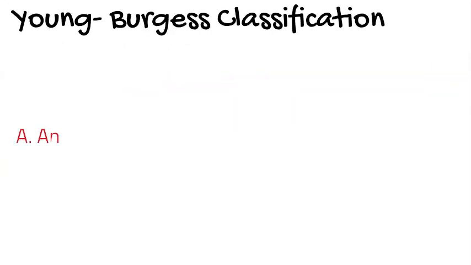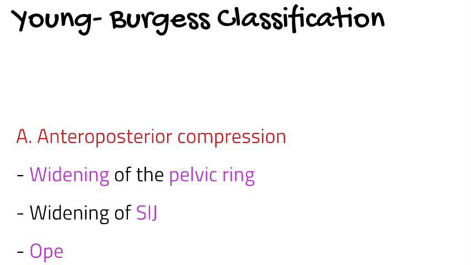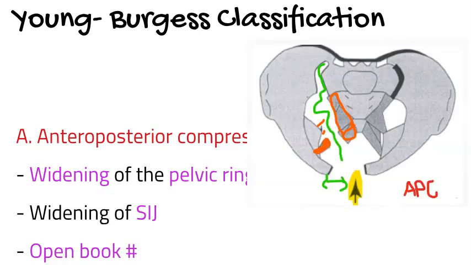The common classification that I use is the Young and Burgess classification. For A, APC, anteroposterior compression, there will be a widening of the pelvic ring and widening of the sacroiliac joint, an open book fracture. It's commonly known as an open book fracture. This picture illustrates the open book fracture or APC, anteroposterior compression fracture, based on the direction of the injury.